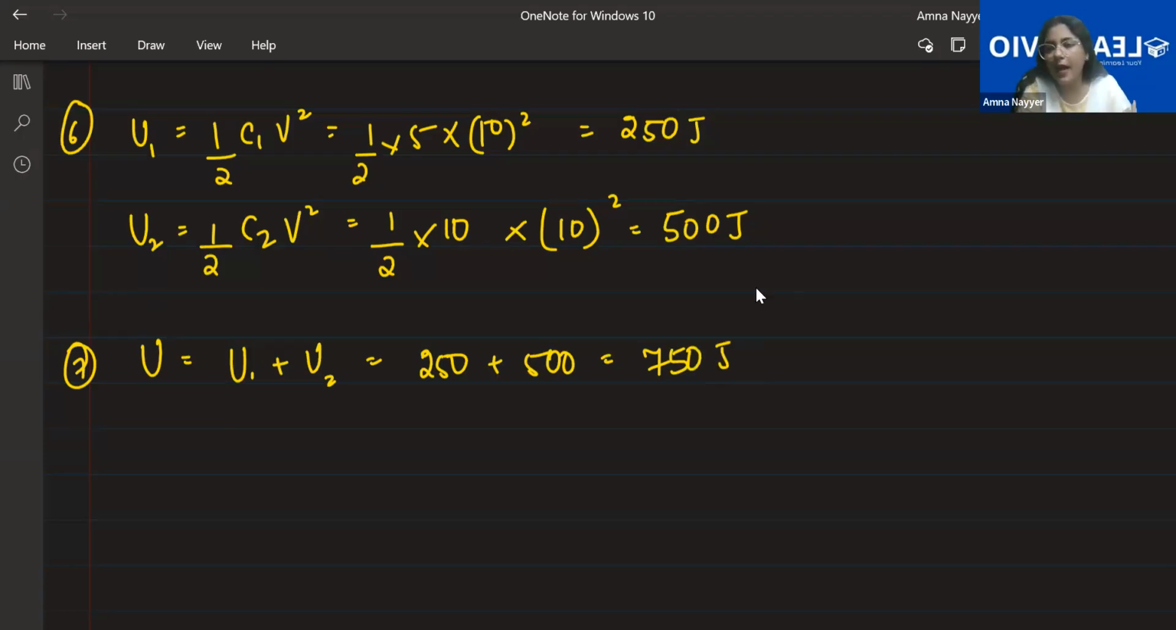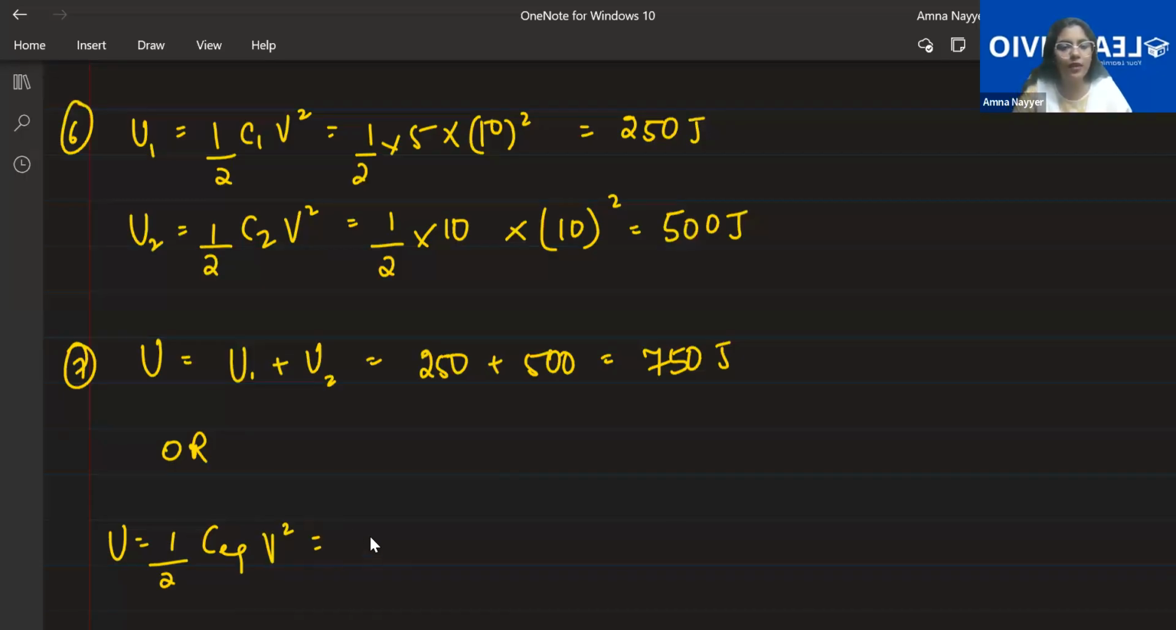But what if this part wasn't given? Directly the total energy was asked. Then it's not feasible to first calculate U1 and then calculate U2. It's just a waste of time. Why will you calculate U1 and U2? Directly use C equivalent. If you use C equivalent, you will get it for the entire circuit.